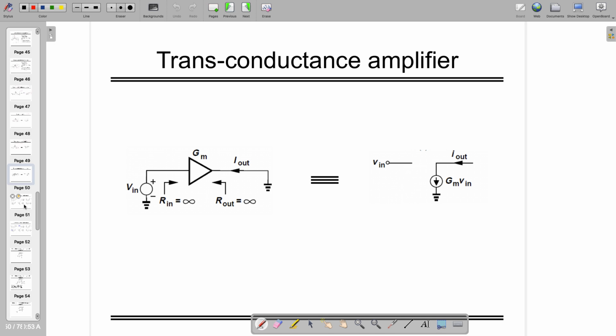Now, the transconductance amplifier or GM amplifier is the one which is a voltage controlled current source. So the output should have a current whose value is GM times V in, with the following conditions: input impedance is infinite and output is also infinite. So this has to be modeled like this. All these models were ideal ones. Look at this, these were ideals only.